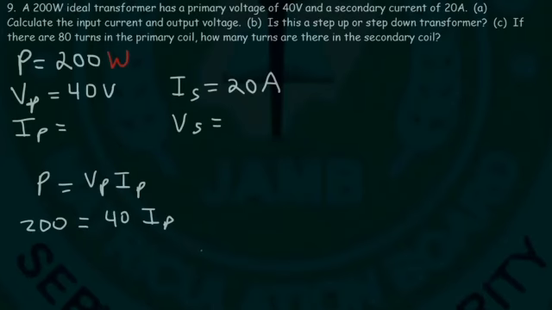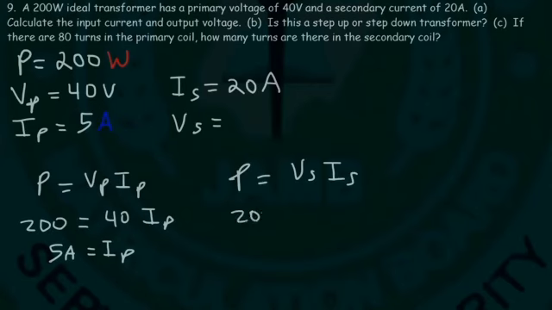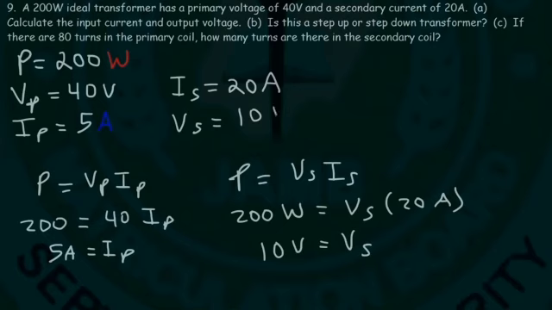So we need to divide both sides by 40. 200 divided by 40 is 5. So the primary current is 5 amps. Now let's calculate the secondary voltage. Power is equal to Vs times Is. So 200 watts is equal to Vs times the current of 20 amps. 200 divided by 20 is 10. So the voltage at the secondary coil is 10 volts. 20 times 10 is 200. 40 times 5 is 200.